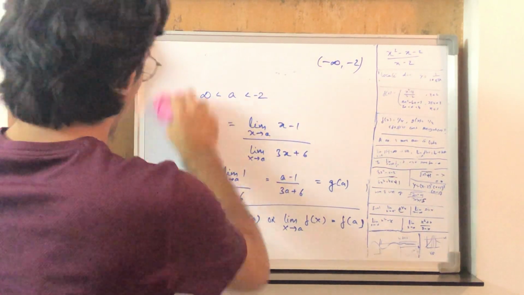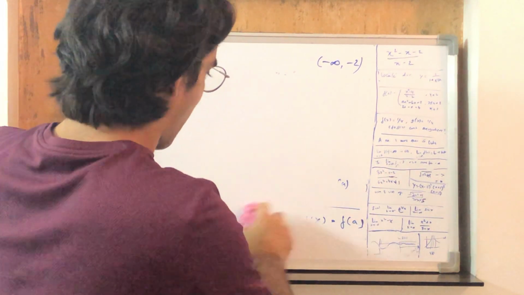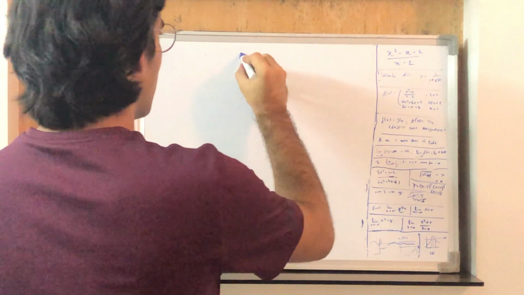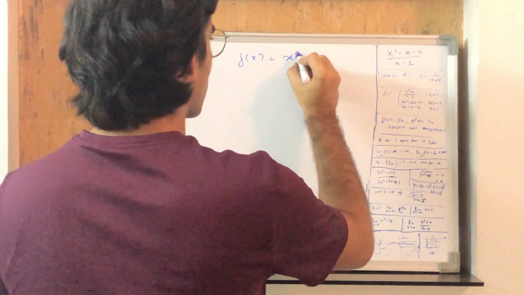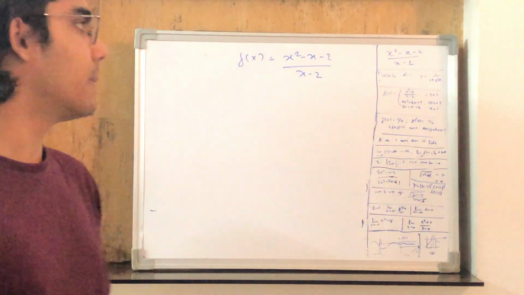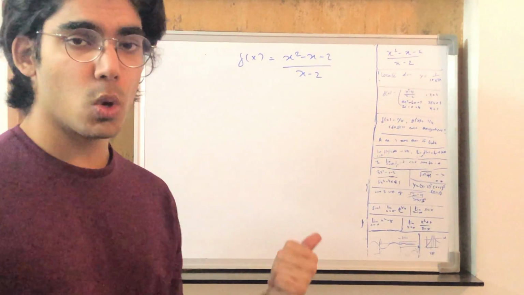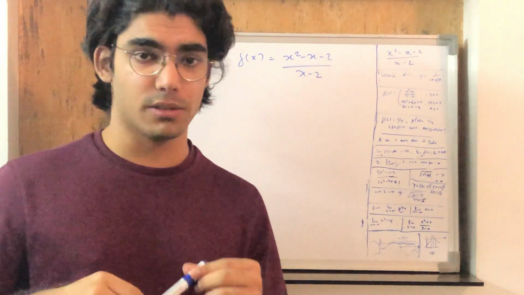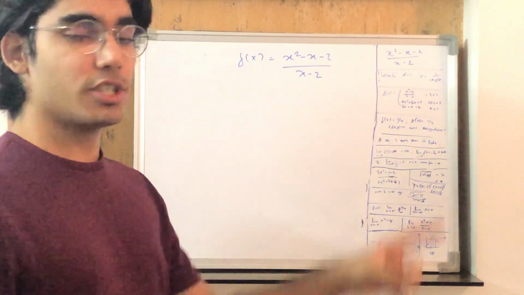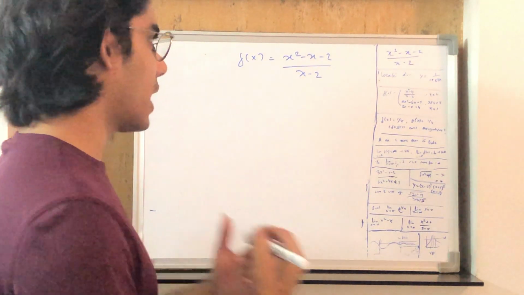Let's look into another problem now. Alright, let's say I have this function f of x is equal to x squared minus x minus 2 over x minus 2. And you want to make this function continuous everywhere. We know that this function is discontinuous at x is equal to 2, right? Because when I have f of 2, that is going to be 0 over 0, and that's indeterminate. However, our task is to make this function continuous everywhere.